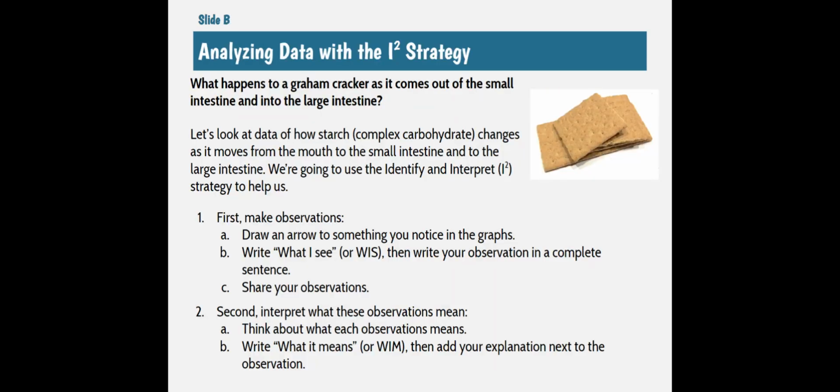All right, we're going to do some more what I see, what it means on a new set of graphs. So this is the I squared strategy. So we're going to identify, that's the what I see, and interpret, that's the what it means. So you have 4 graphs in your packet. So you're going to make observations. So draw an arrow to something you notice in the graphs, write what I see, and then write your observation in a complete sentence. And then you can share your observations with a partner.